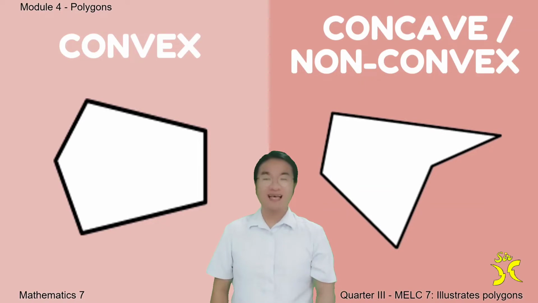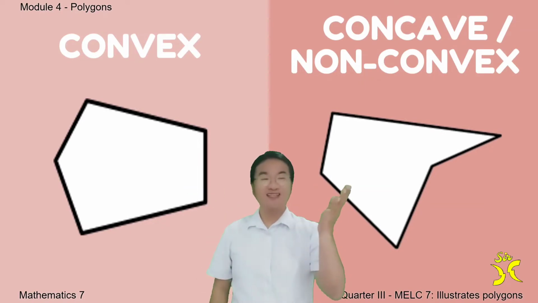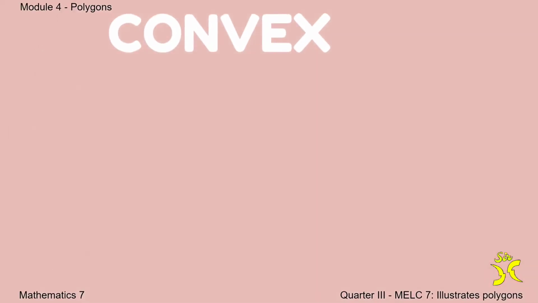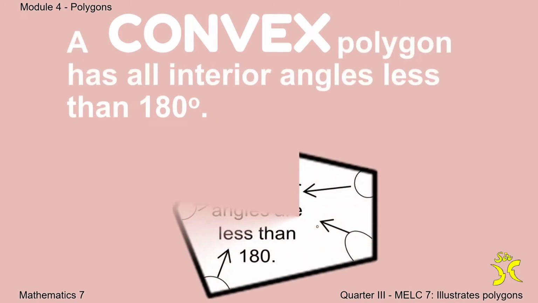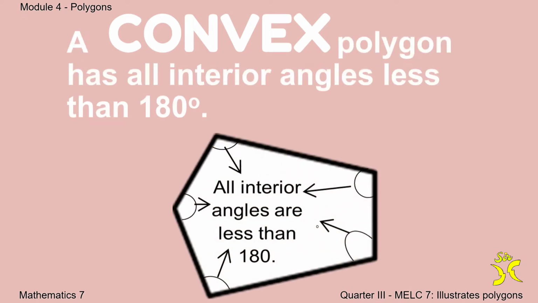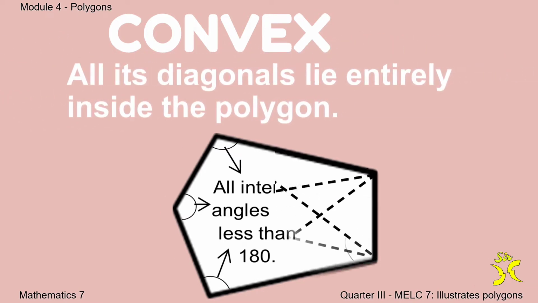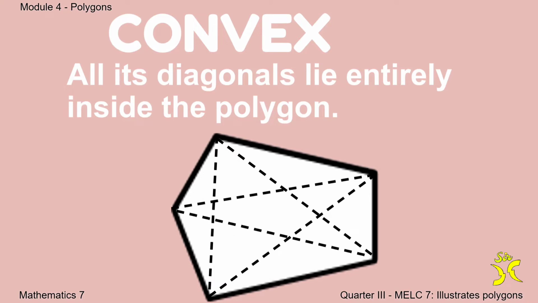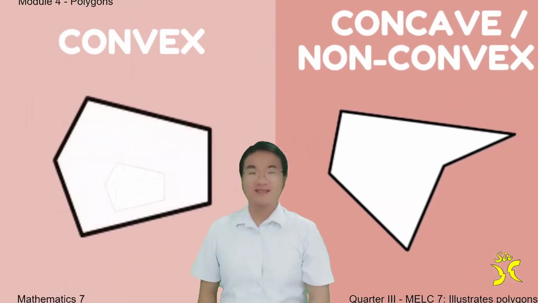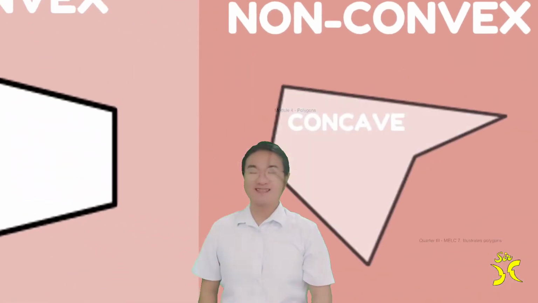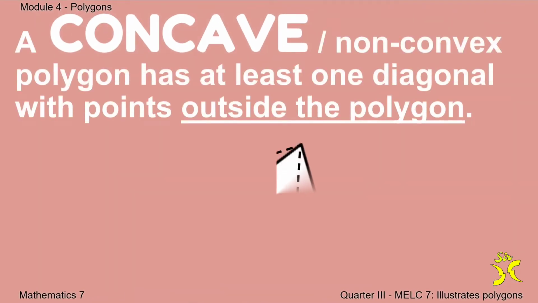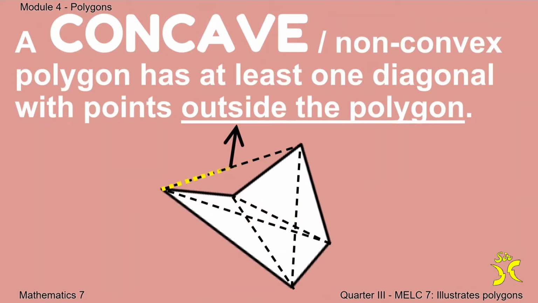Polygons can also be classified as convex or concave. A convex polygon has all interior angles less than 180 degrees. All its diagonals lie entirely inside the polygon. On the other hand, a concave or non-convex polygon has at least one diagonal with points outside the polygon. As shown in the illustration, one diagonal is outside the polygon.